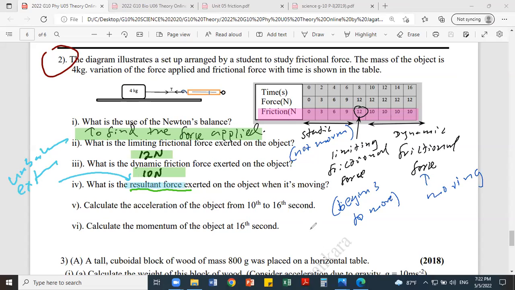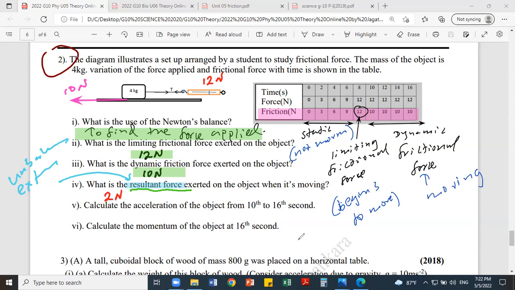If you draw a diagram here, friction always acts backward. In the diagram, you can mark that. Please look at the screen. When it's moving backward, friction becomes 10 Newton. Forward, the force applied, how many Newton? It's 12, right? So what is the balance now? What is the resultant? So 12 minus 10. The answer will be 2 Newton.